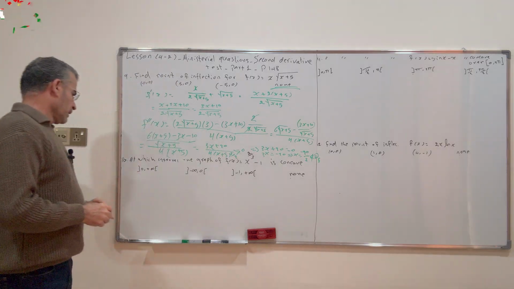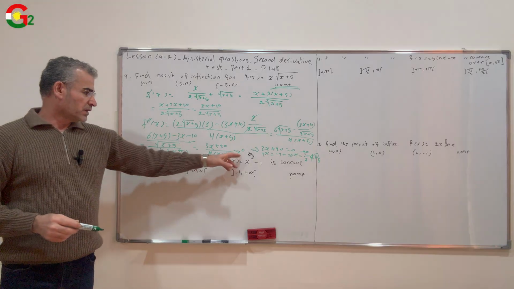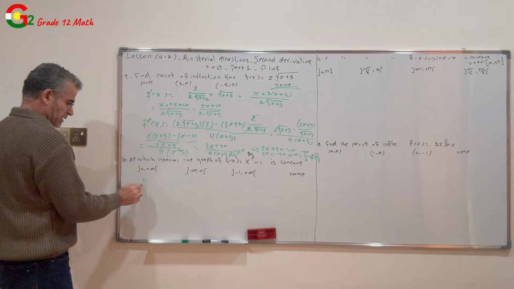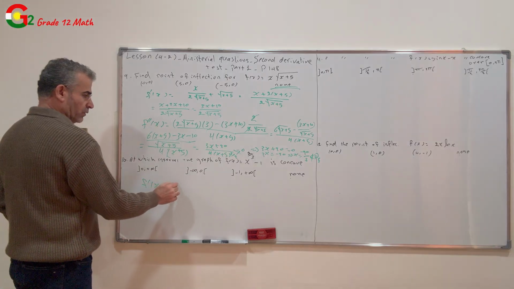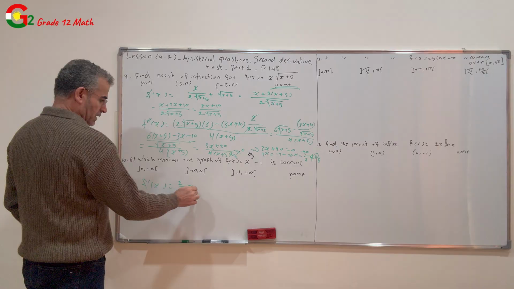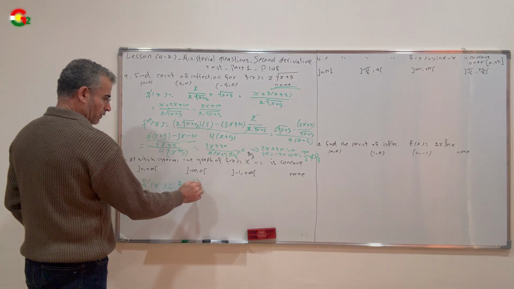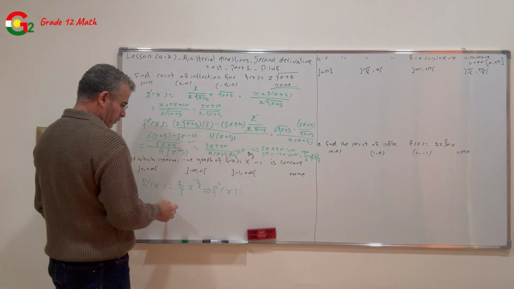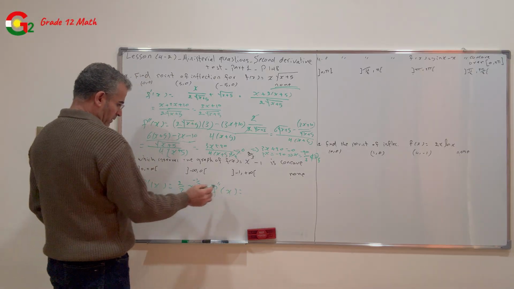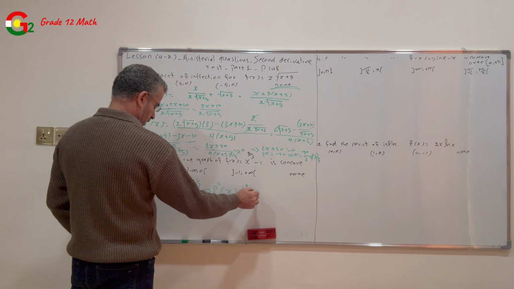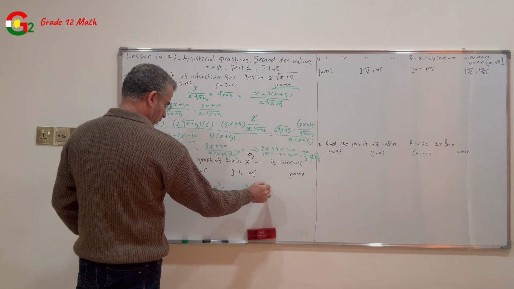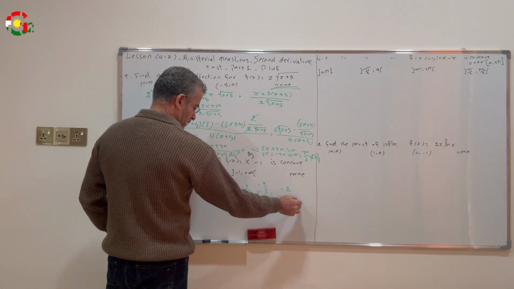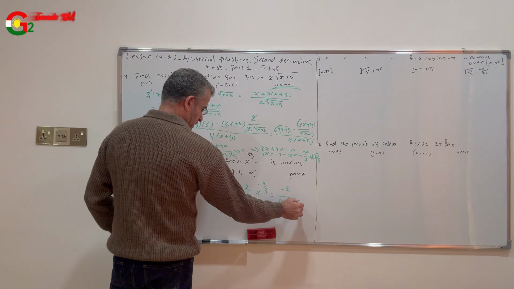Question number 10. At which interval is the graph of the function f of x equals x to the power 2 over 3 concave? The first derivative, f prime of x, equals 2 over 3 x to the power negative 1 over 3. Then the second derivative, f double prime of x, equals negative 1 over 3 times 2 over 3, negative 2 over 9 x to the power negative 4 over 3, which equals negative 2 over 9 times the cube root of x to the power 4.